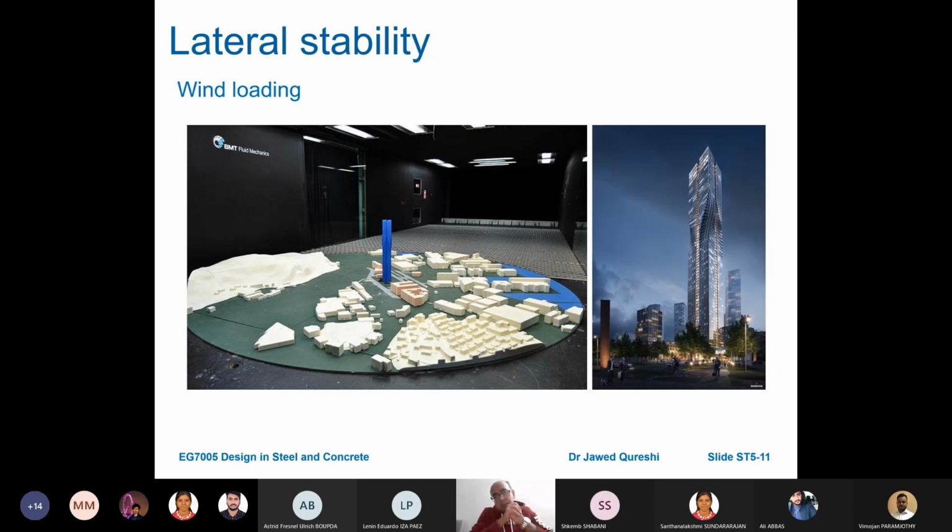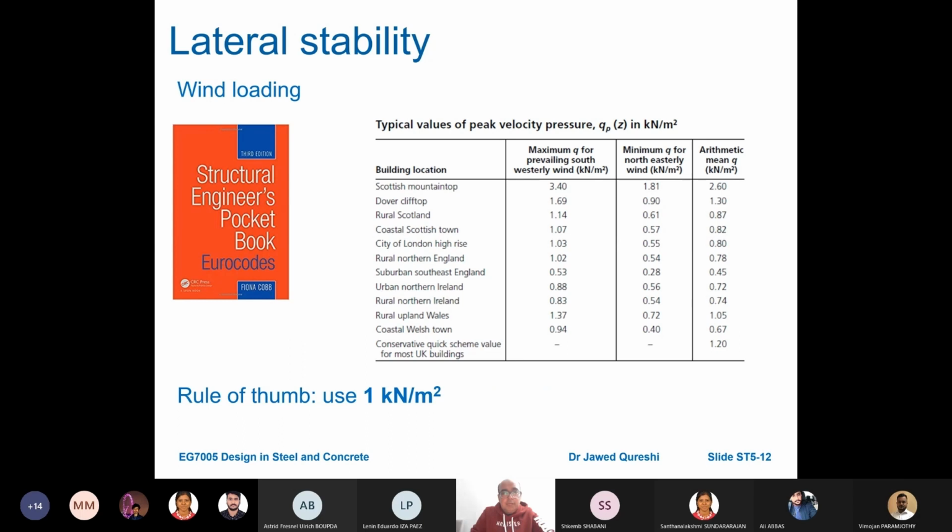The procedure that I'm going to talk about is for ordinary simple buildings. But if you have very tall buildings, then you have to carry out wind tunnel tests to see how wind pressures are coming. Now, how do we work out the peak velocity pressure? Peak velocity pressure for different areas in the UK in kilonewton per meter square, that is wind pressure, is given. So you can see that for City of London high rise, the maximum is 1.09, the minimum is 0.55.